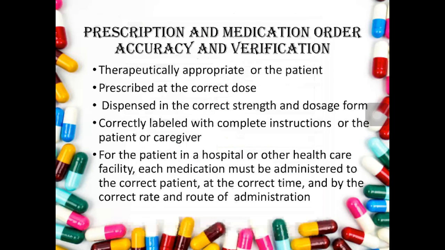Now, prescription and medication order accuracy and verification. So, what are the first things that we need to do, or what is the step-by-step procedure in checking a medication order? The first one is careful reading, followed by filling, including the calculations. That's why pharmaceutical calculations is very important, because by the time that you will be in the practice, all the calculations, ang basis nito, PharmCal.